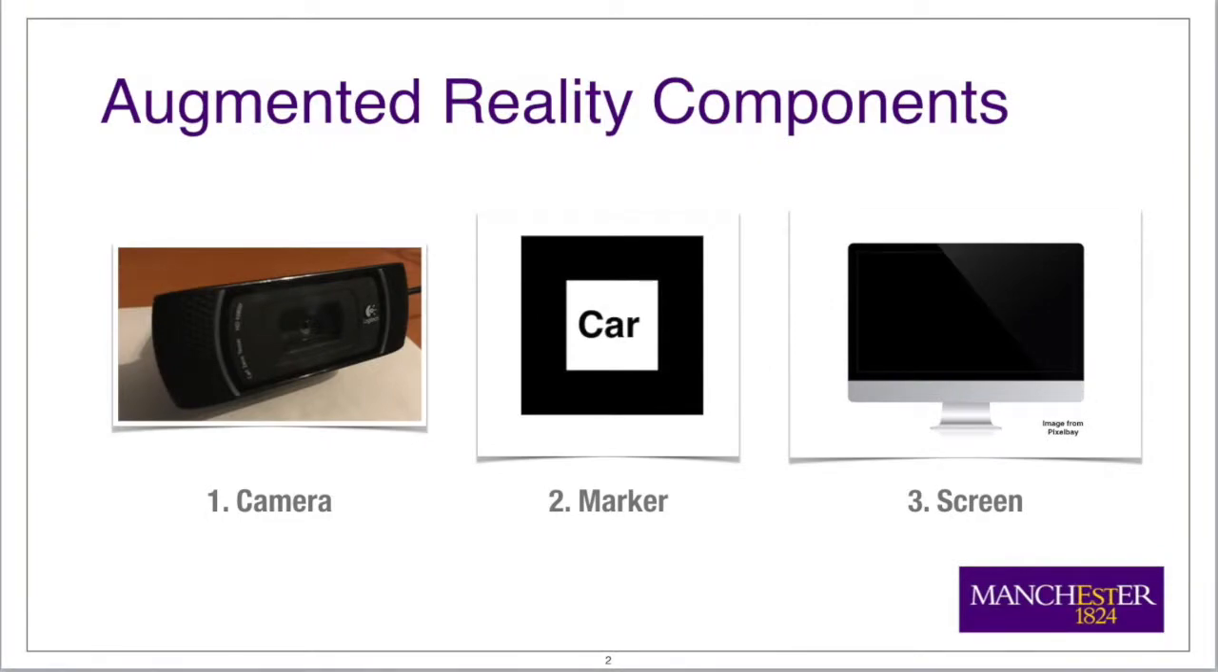There are three components that are necessary for augmented reality. The first is a camera, the second is a set of features or a marker to represent the place the car should appear, and the third is a screen to visualize the augmented scene.